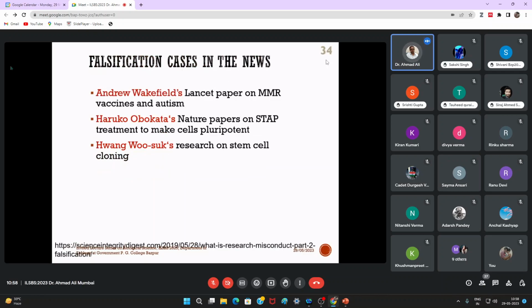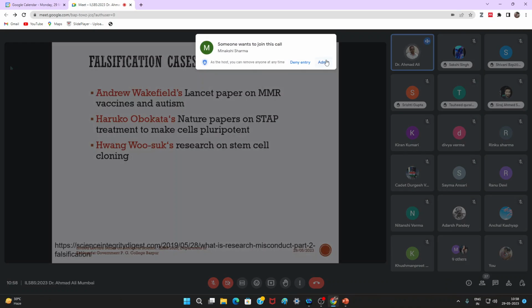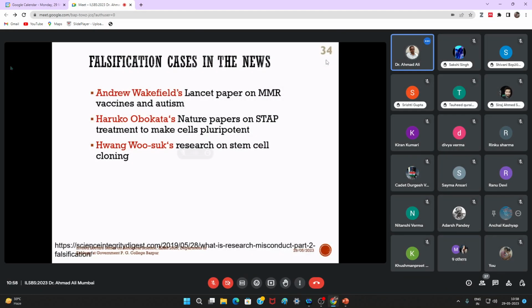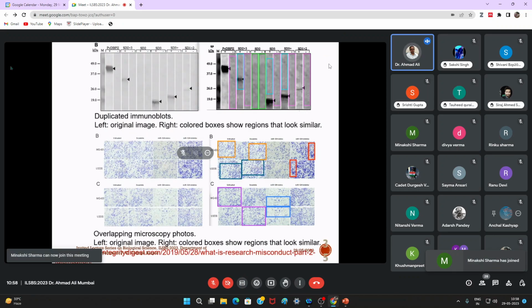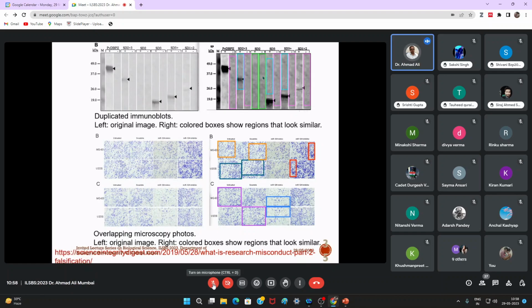There are other infamous cases in the world also, and some papers have been reported from India also. You can see the similarity in the falsification. This is the original data and this is the duplicated data. What he has done is changed the color and other details to make it less evident that the data is the same.